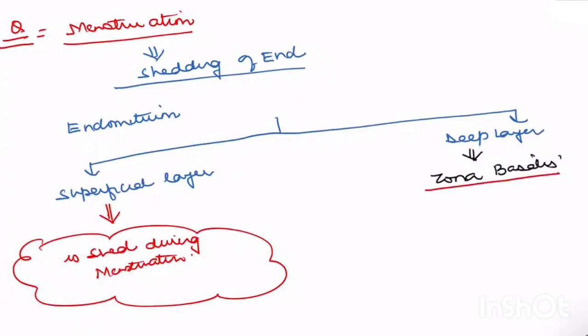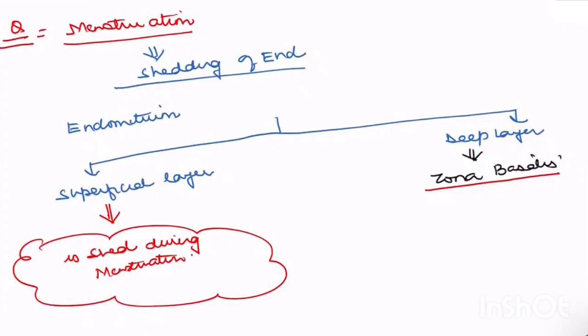अब नेक्स्ट टाइम जब एफएसएच आएगा और एफएसएच ईस्ट्रोजन बनाएगा और ईस्ट्रोजन एंडोमेट्रियम पे एक्ट करेगा, तो जोना बेसालिस को प्रोलिफरेट कराएगा. जोना बेसालिस फिर से सुपरफिशियल लेयर बनाएगी और फिर सुपरफिशियल लेयर अगेन शेड ऑफ होगी ड्यूरिंग मेंस्ट्रुएशन. अगेन जो जोना बेसालिस है नेक्स्ट साइकिल में सुपरफिशियल लेयर बनाएगी. Right? And again, superficial layer will be shed off.